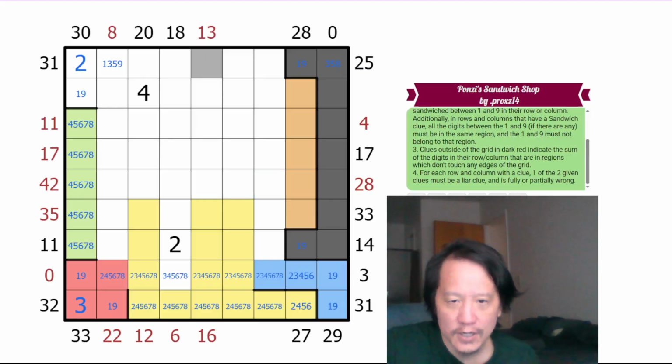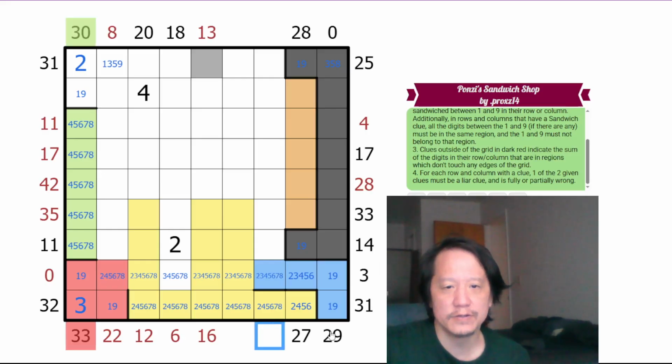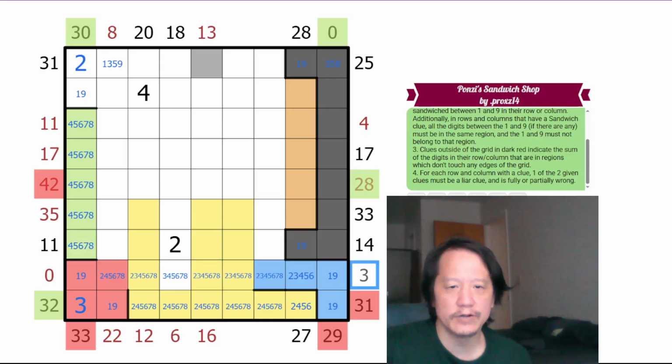Okay, so let's mark the invalid. We know that this is valid. So this is valid, this is invalid. This is valid, this is invalid. 32 is valid, 31 is invalid. Here we don't know still. Here 42 is invalid, so 28 must be valid. Here 3 is invalid because we have 35 in between, so 0 must be valid.